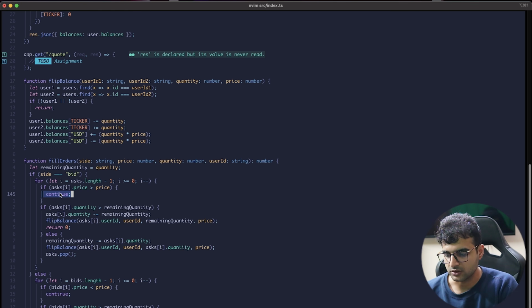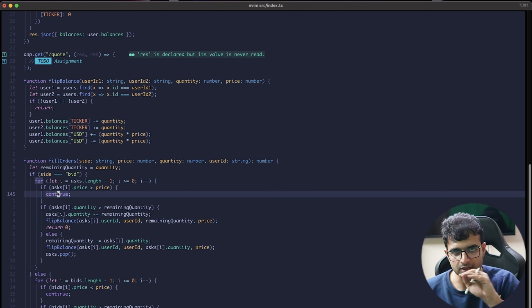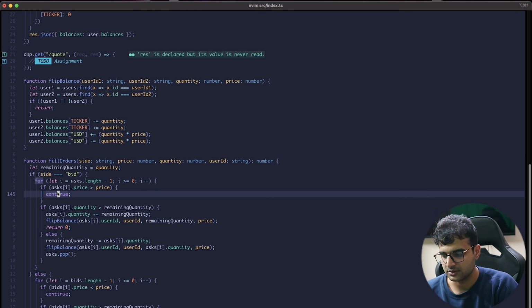If, however, you understand algorithms a little bit, you can just break here, because if there is a certain price at which you cannot match the order, anything above that you can't really match. So you can actually just break here, but continue is also fine.